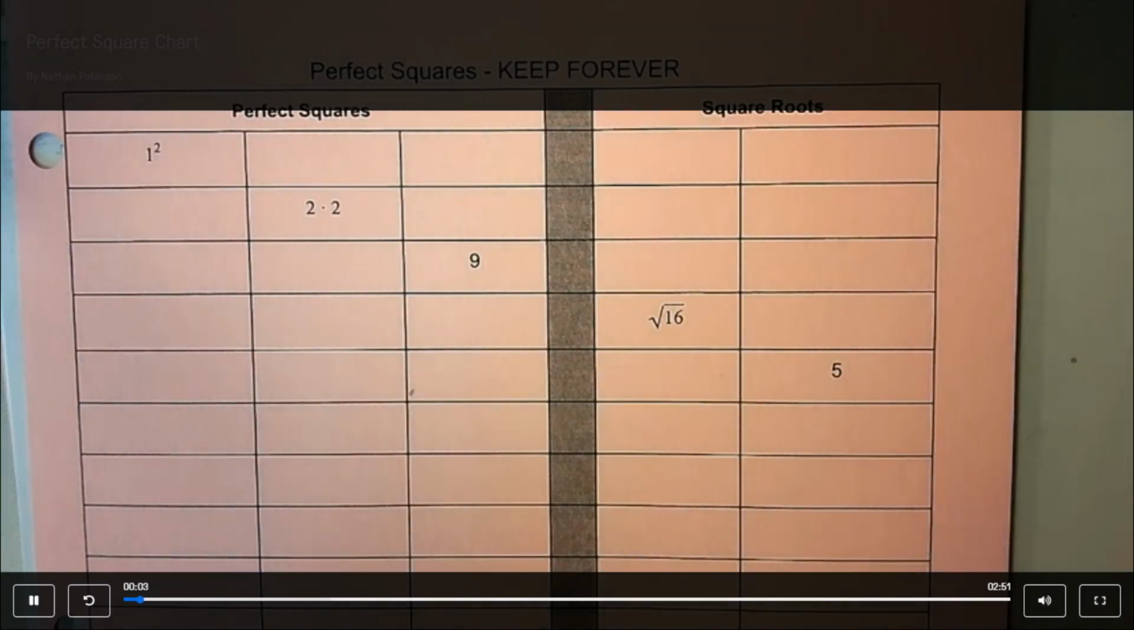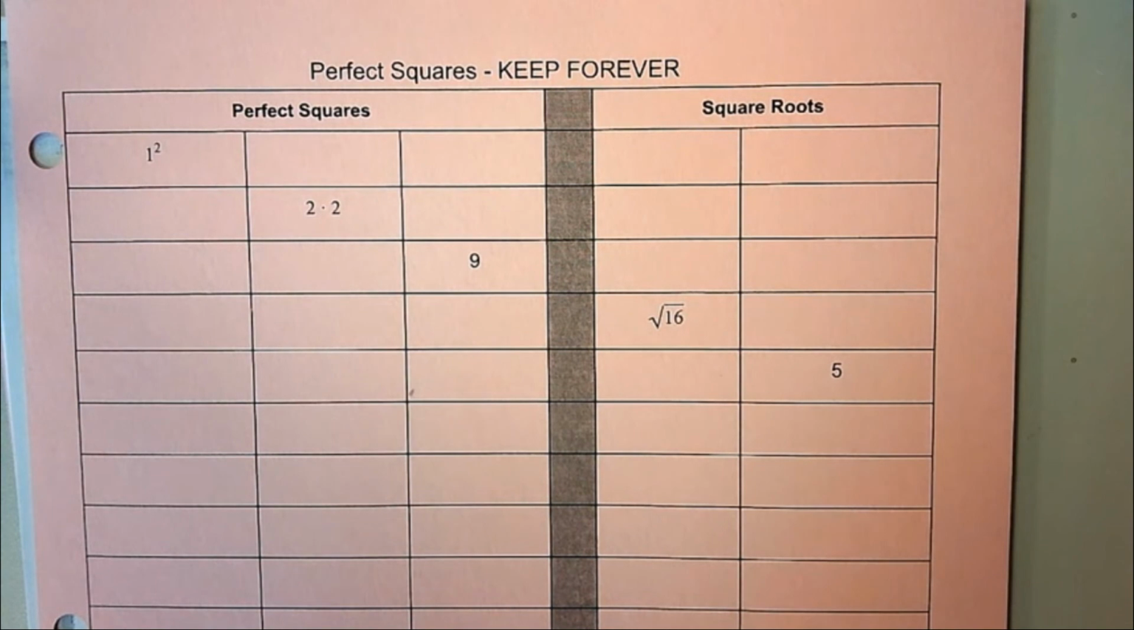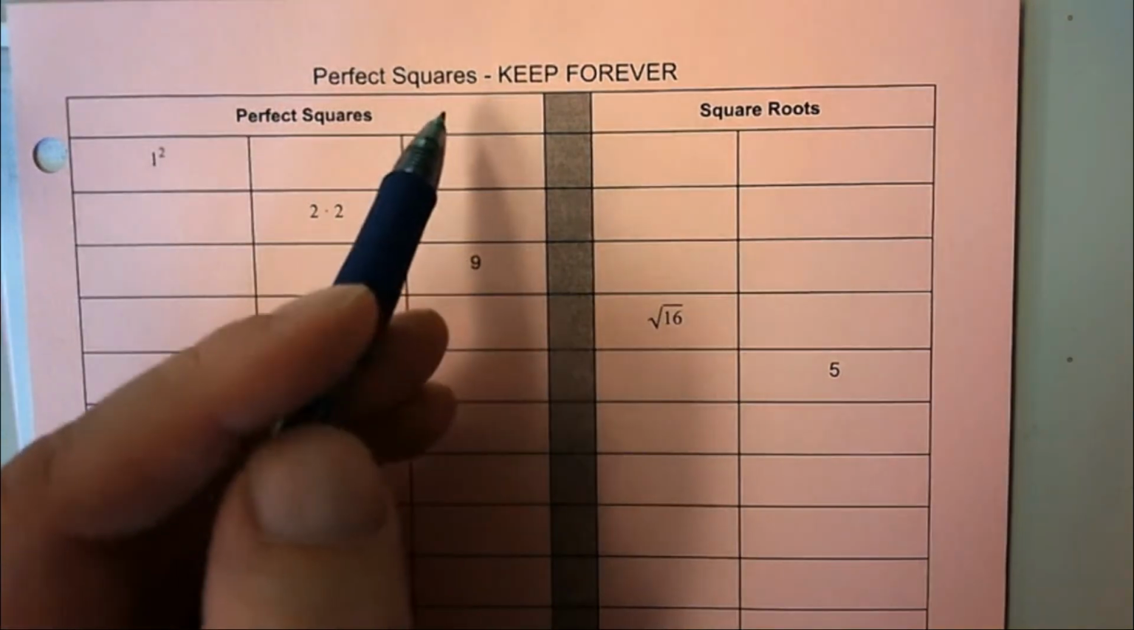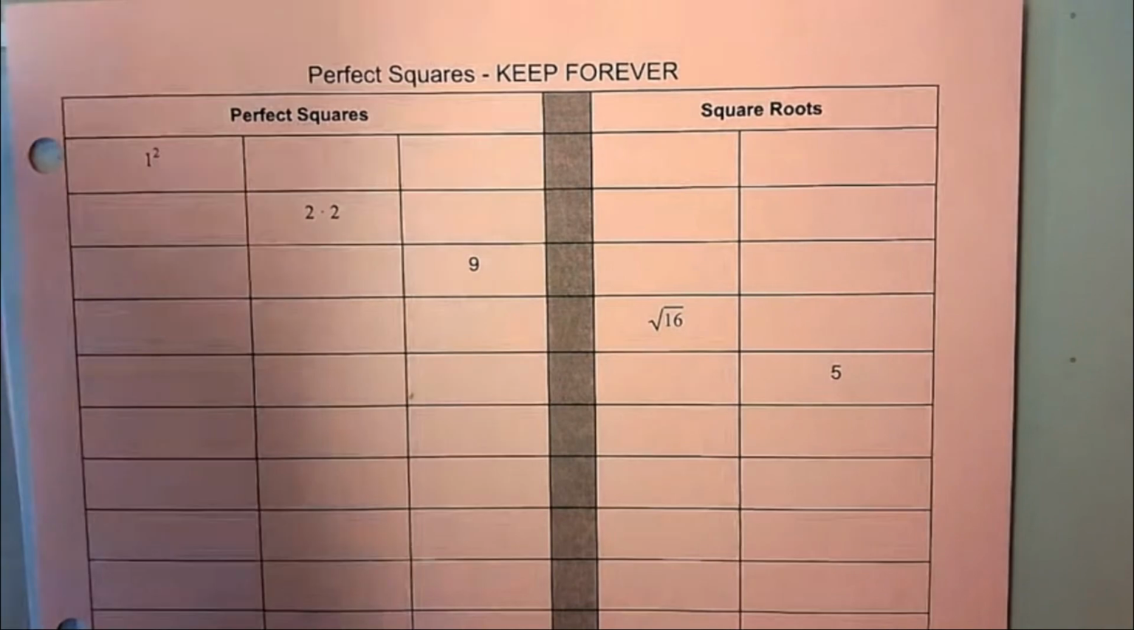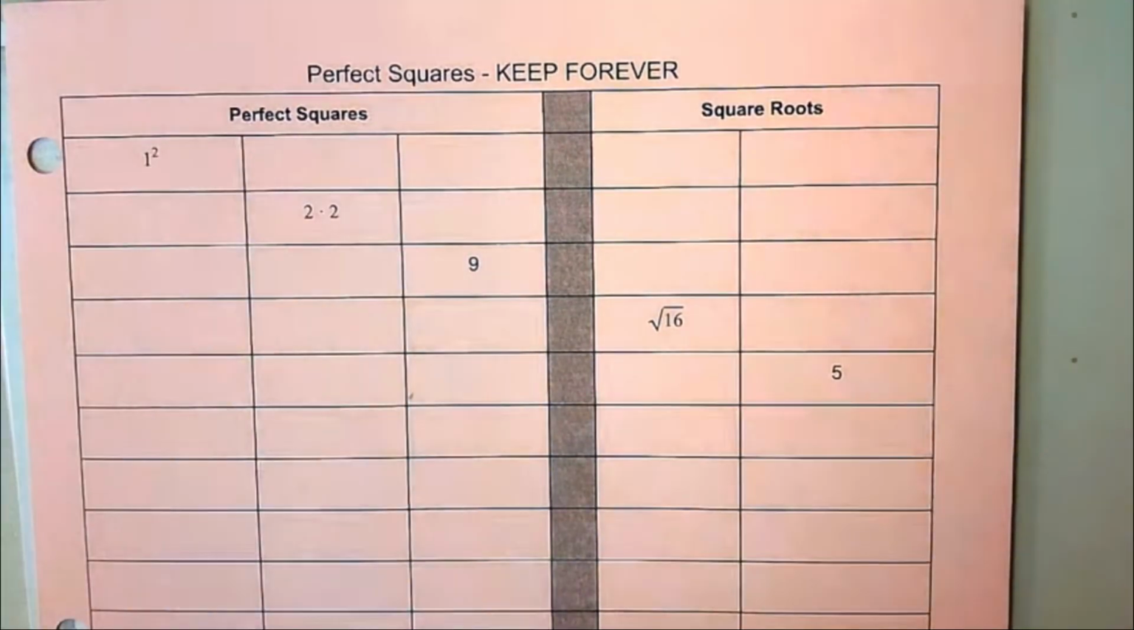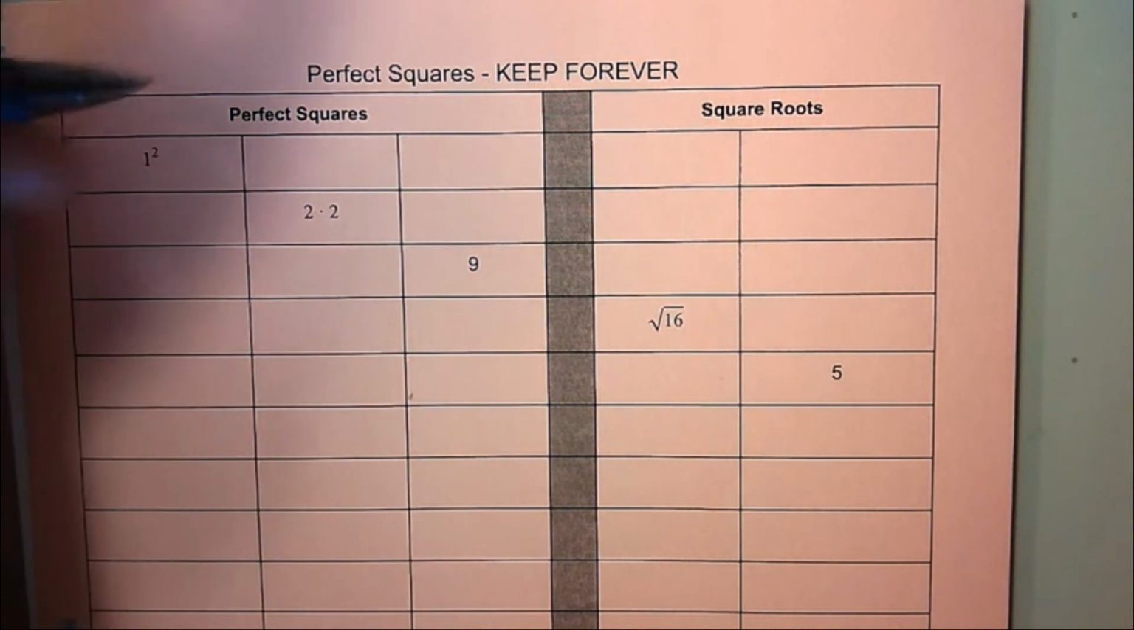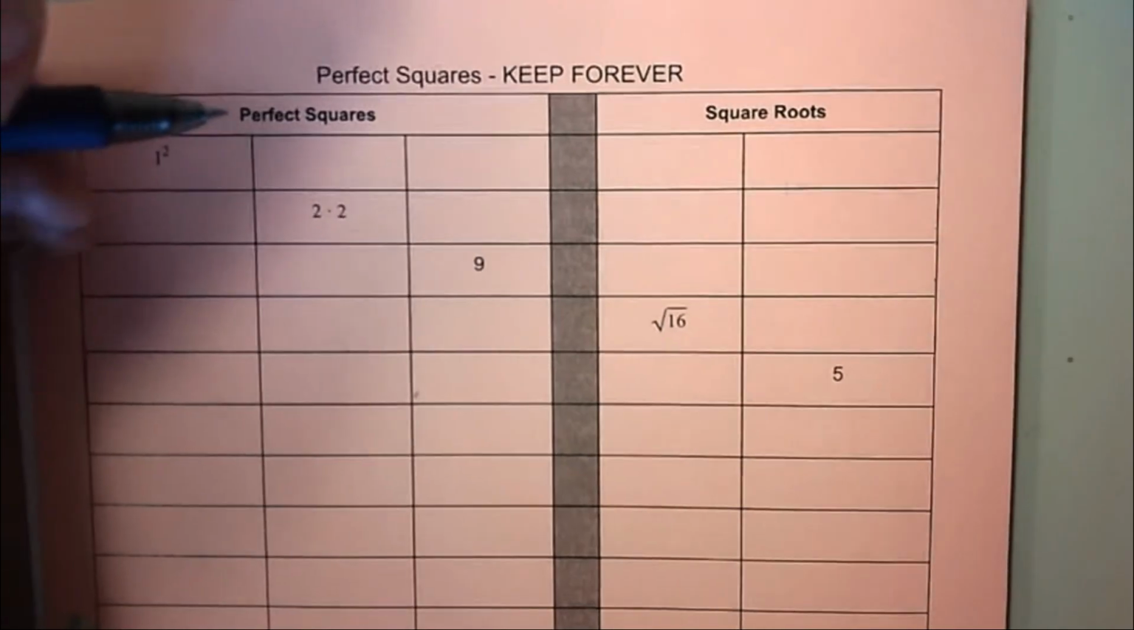Okay, for tonight's video, we're going to make a perfect square chart. You can find this in the very back of your binder on the inside cover. So make sure you're on the one that says perfect squares, not perfect cubes. Okay, this is going to be a very helpful guide for us because you're going to be allowed to use this on assessments, and it will help you with your homework and class activities and so forth.